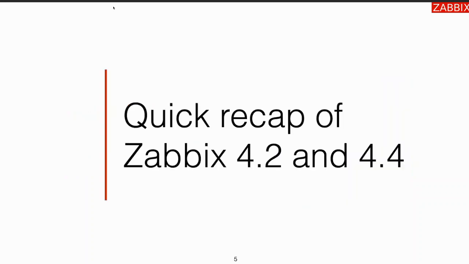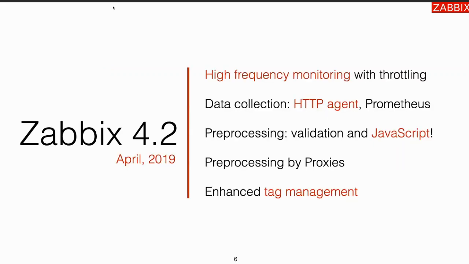Before I go deep into new features of Zabbix 5.0, let me make a quick recap of Zabbix 4.2 and 4.4. Since we had 4.0, which is LTS, and now 5.0 LTS, I think it's interesting to know what we have introduced in 4.2 and 4.4 as well. Just very quickly, Zabbix 4.2 was released in April last year. It came with the support of high-frequency monitoring with throttling. I think this is a very interesting feature, especially for large-scale monitoring.